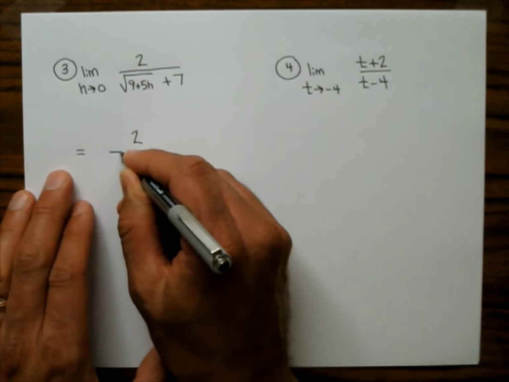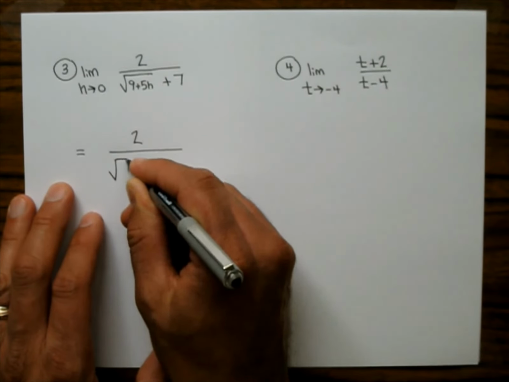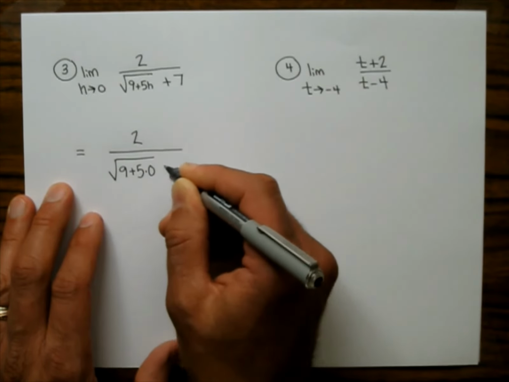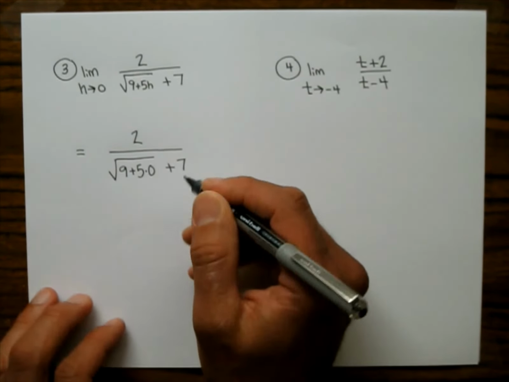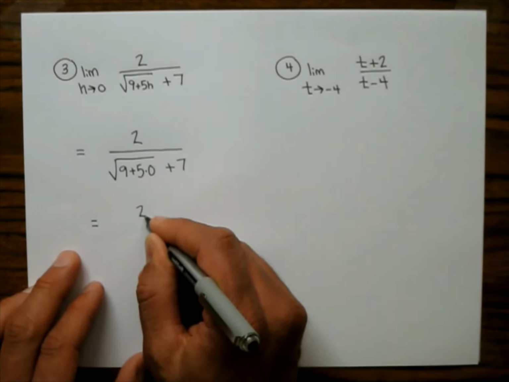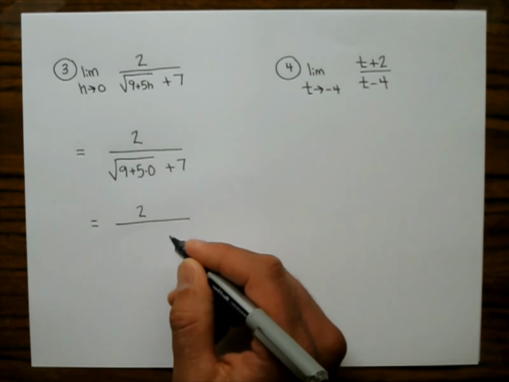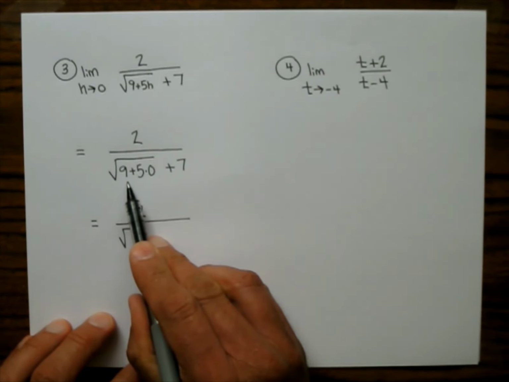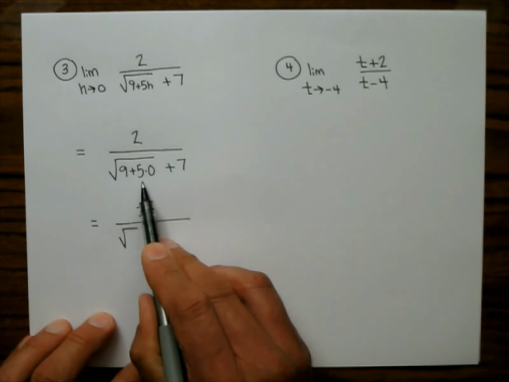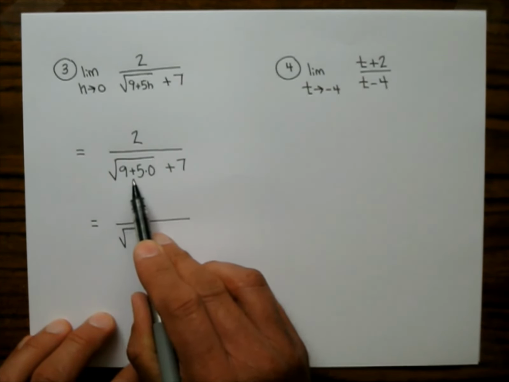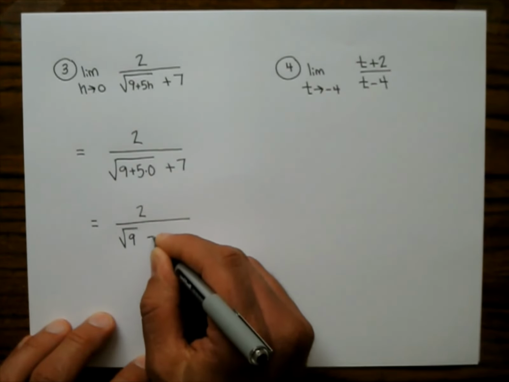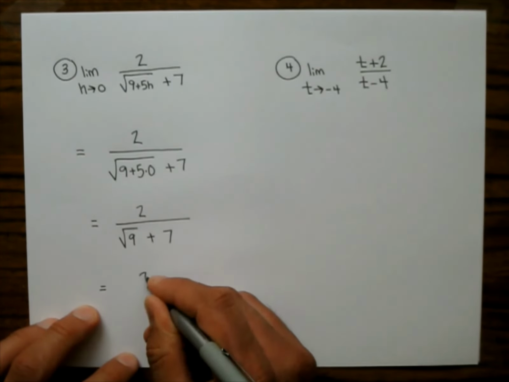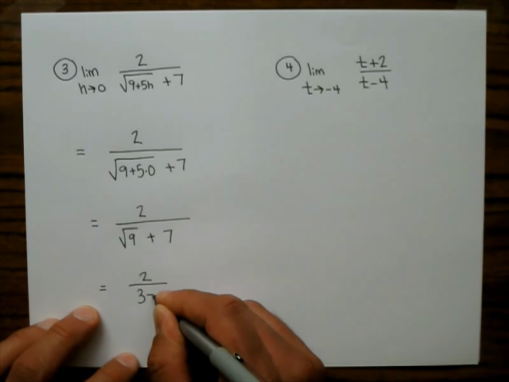I have 2 over the square root of 9 plus 5 times 0 plus 7. So this is 2 over the square root of, well, this right here, 9 plus 5 times 0. Order of operations, you do the multiplication, so it's 9 plus 0, which is square root of 9. And then we have plus 7 out there. And now I'm going to write this as 2 over 3 plus 7.